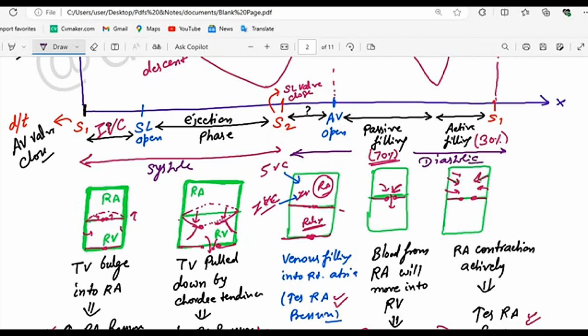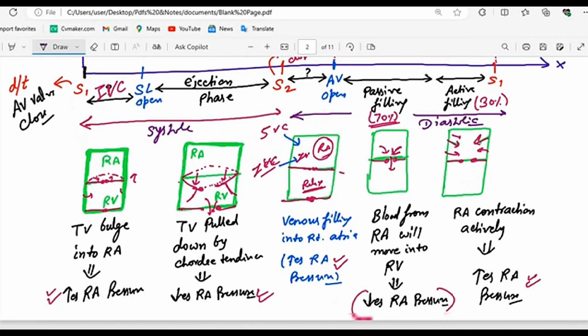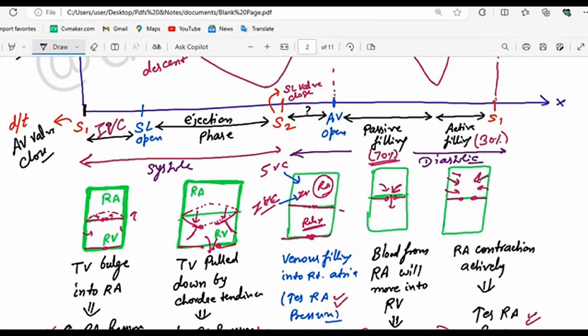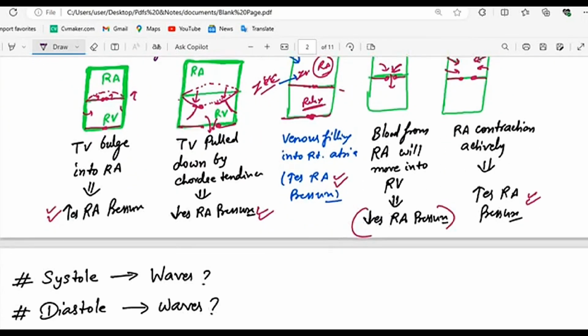Okay, so I hope this is clear. You have to remember: first write S1, then write S2, and then S1. In between there is systole. So IVC and the ejection phase are in the systolic phase, and the IVR, passive filling and active filling are the diastolic phase. First there is an increase in right atrium pressure, then decrease, then increase, then decrease, and then increase.